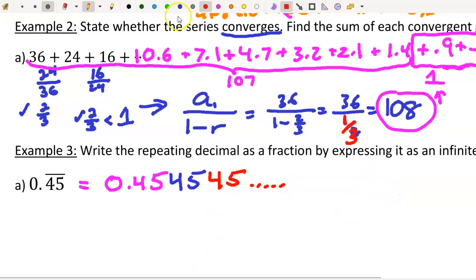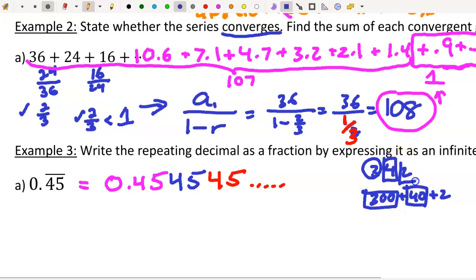Well, you recall back in, I don't know, probably 3rd or 4th grade, you did something called place value. So if you had 342, you can rewrite that as 300 plus 40 plus 2, right? Because this is the hundreds place, so this is equal to 300. This is the tens place, so it's equal to 4 tens. And this is the ones place, so it's equal to 2 ones. We can do the same thing here, just with decimals.